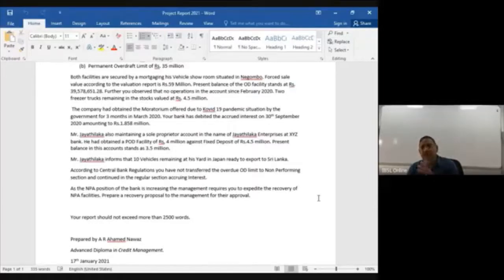Can we debit the customer's account at the end of this moratorium period? What's the central bank guideline about that? Discuss these things, because you have to structure your answer and your proposal depending on this. The central bank guidelines and regulations relating to impairment.